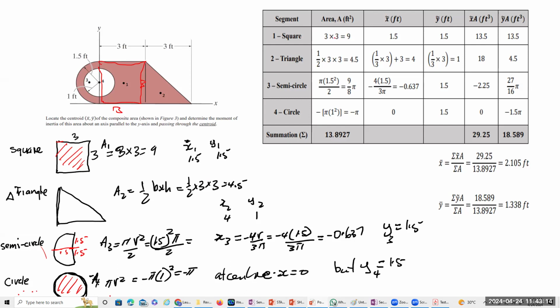Let's look at them now. The area for the square is 9 feet squared, 3 times 3. The triangle is half base times height, 4.5. The semicircle is half of the area of a circle; the radius for the semicircle is 1.5 also, and you divide by 2, so you get 9/8 pi. The circle is a negative area, which is negative pi, because the radius is 1 and squared is 1. You get all of that, and that would have given you a significant amount of marks for the first part.